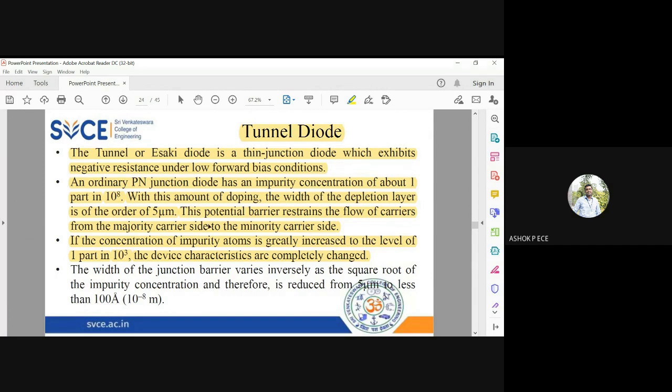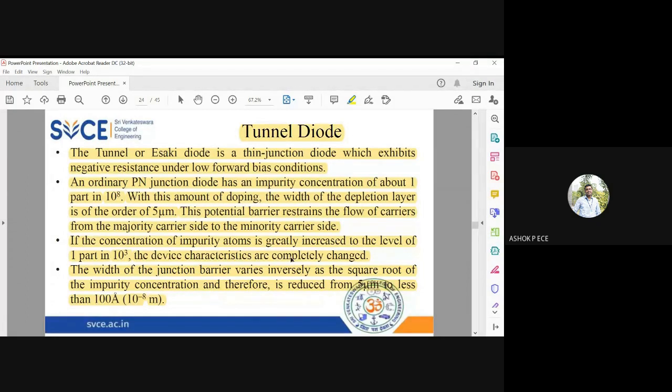When I dope the device very heavily, the depletion region becomes in the order of angstroms. It reduces from 5 micrometers to 100 angstroms. 1 angstrom is 10 power minus 10 meters, so this becomes 10 power minus 8 meters. In terms of micrometers, it is 0.01 micrometers. So from 5 micrometers, I have reduced the depletion region width to 0.01 micrometers, which is extremely thin and looks like a straight line. When you represent the depletion region, it looks like a straight line because it is very thin.